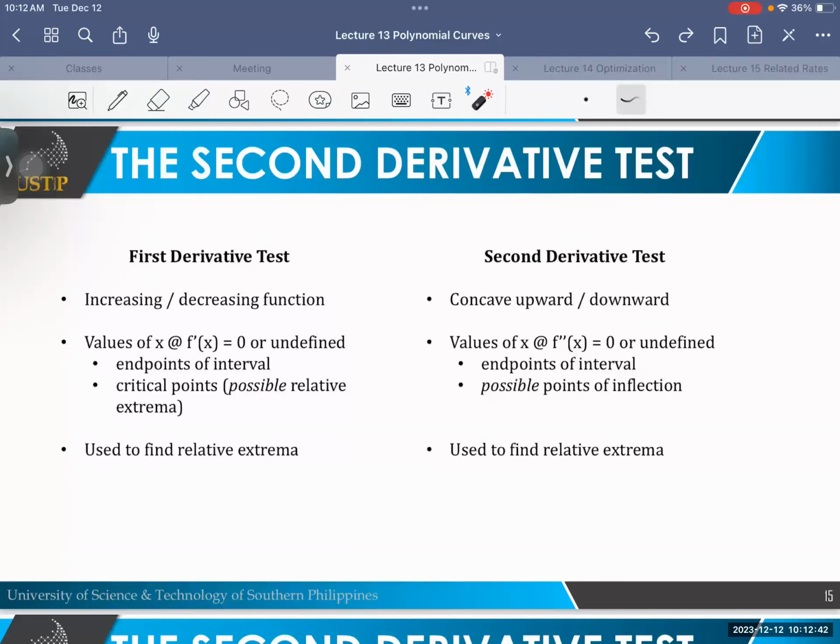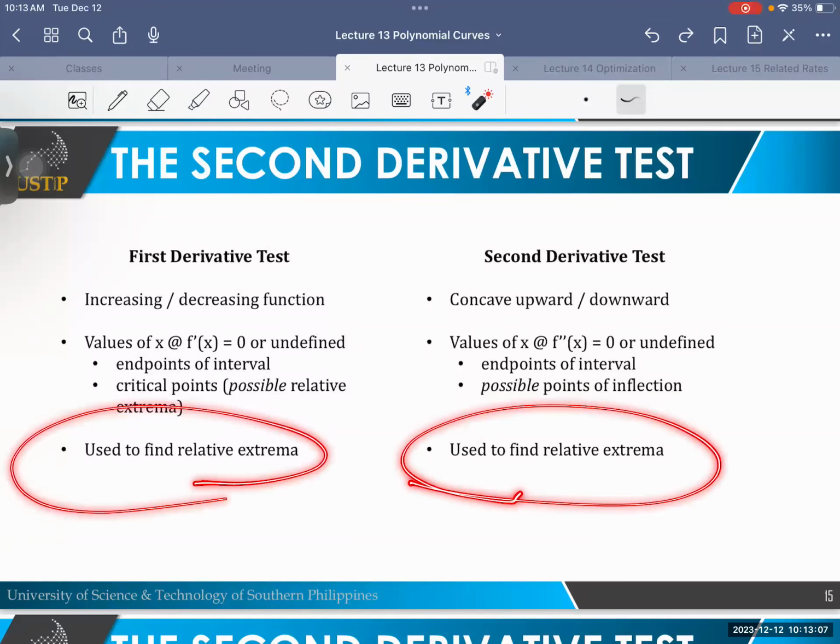The second derivative test uses the same process, but the focus is on the second derivative of x. We equate it to 0 or undefined, and get the endpoints of the interval. Instead of possible relative extrema, these x values are the possible points of inflection. Both tests can be used to find the relative extrema.